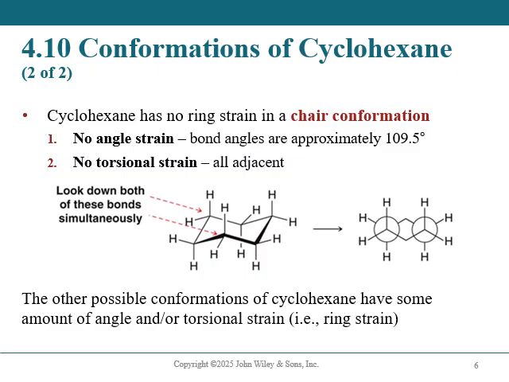Cyclohexane has no ring strain when it is in chair conformation. It has no angle strain, and it has no torsional strain either. So that means that this conformation that it adopts is very, very advantageous in terms of energy. The other possible conformations of cyclohexane have some amount of angle, torsional or ring strain. If you look down here and here, this is what the Newman projection for cyclohexane in chair conformation will look like.